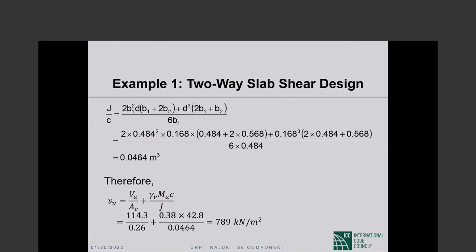So in this expression, we have our B sub U, we have our A sub C. That part we can calculate. Gamma sub B is 0.38, M sub U is 42.8. What we do not have is our J over C.